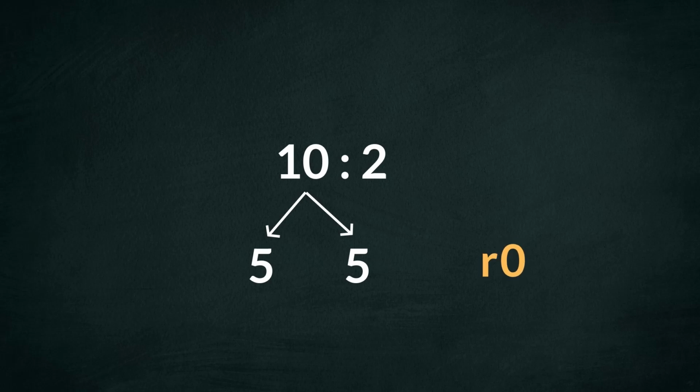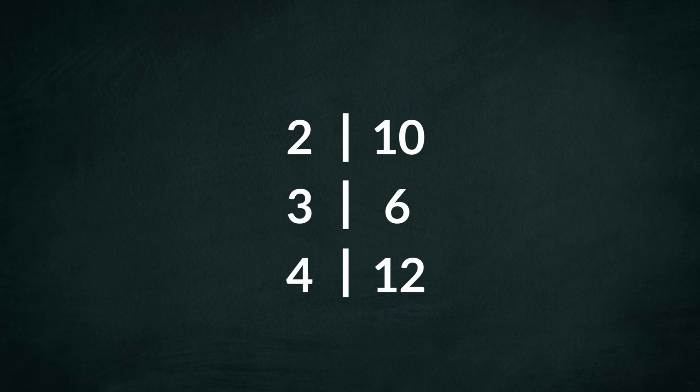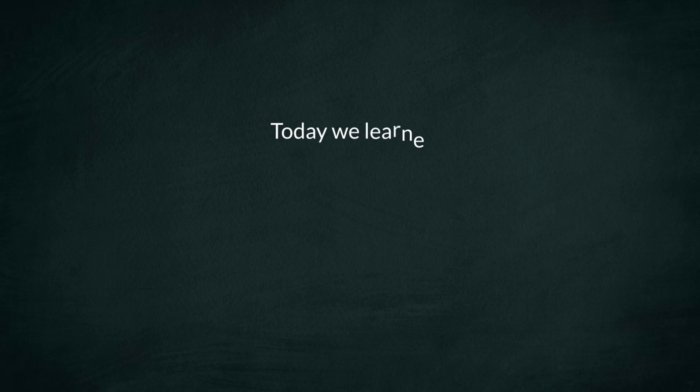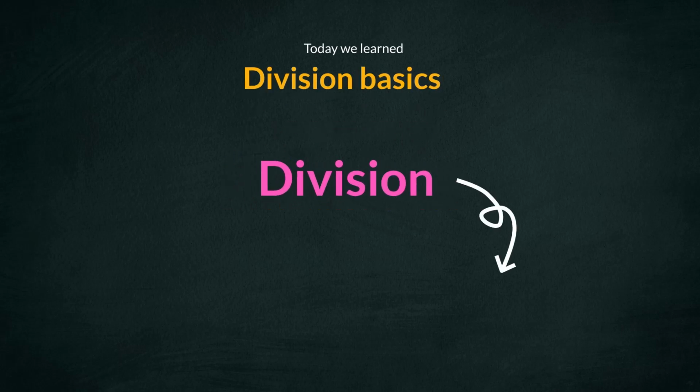We can use the vertical line to signify that a number is divisible. Like 10 is divisible by 2, 6 is divisible by 3, and so on. In some places, the triple colon symbol can replace the vertical line, and you need to reverse the order of the numbers. Confusing? It sure is.